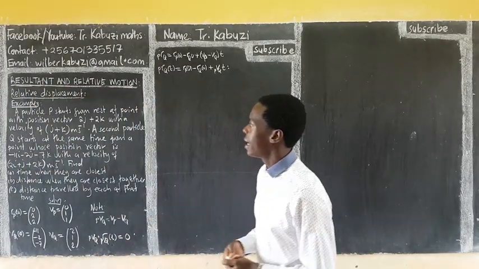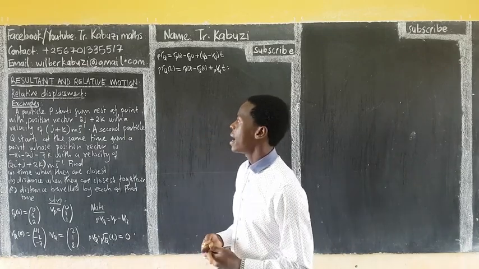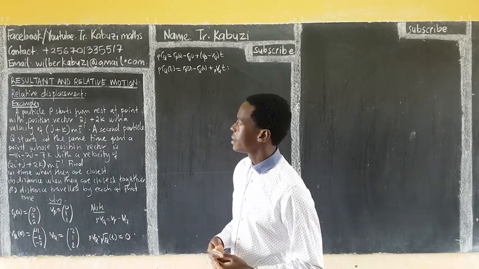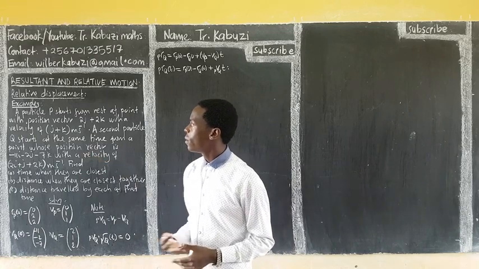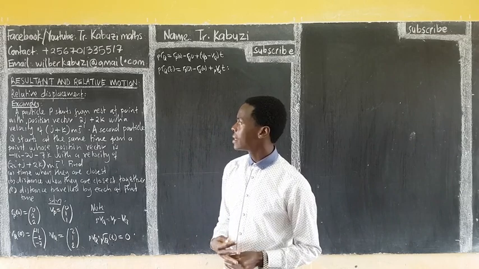Okay, let us see these examples when they want us to get the shortest distance and then the shortest time taken for that shortest distance. We are going to focus on the vector approach, then we shall see other methods in the next lesson.